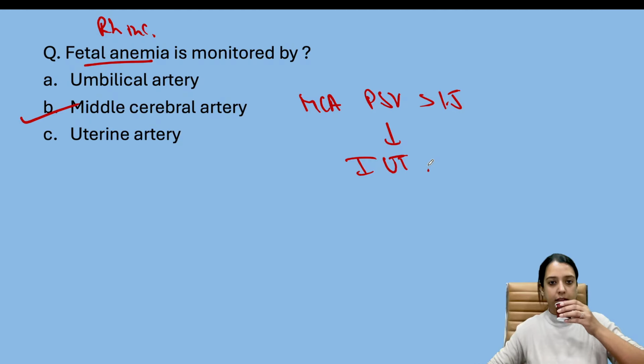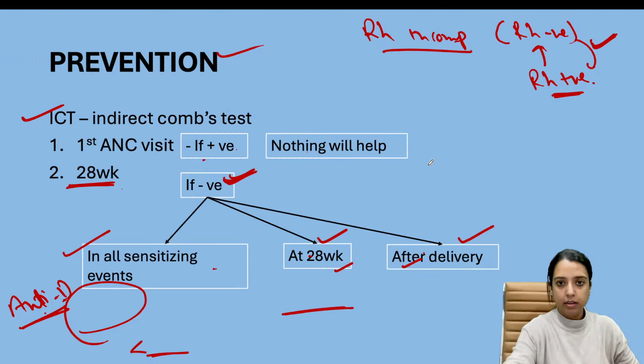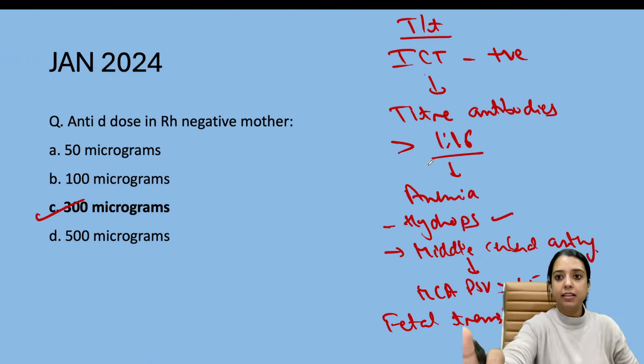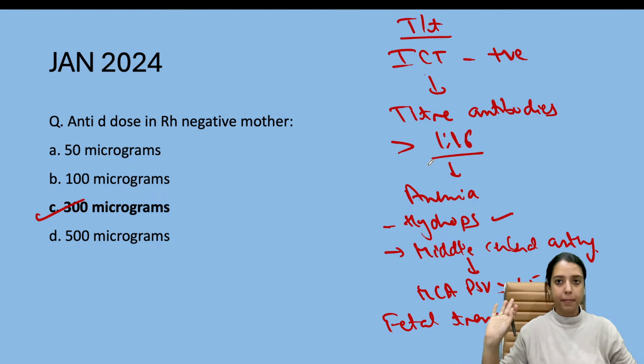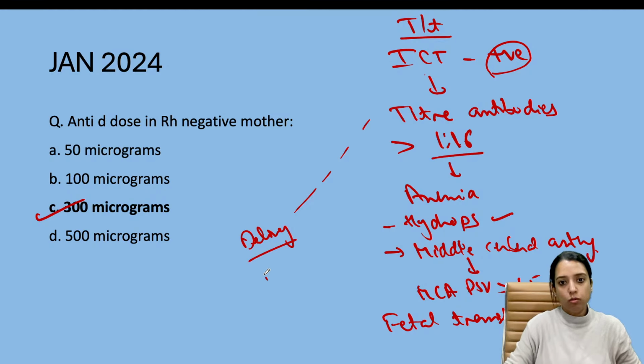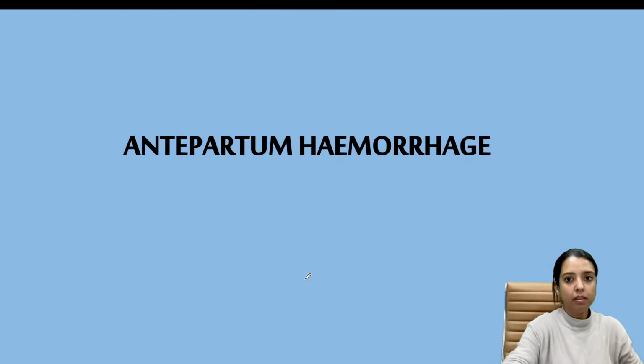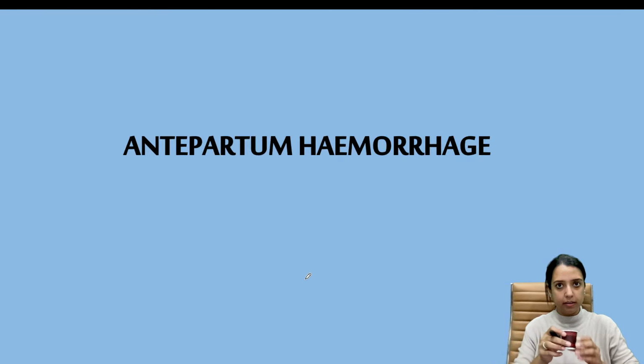This is the whole Rh incompatibility. One is prevention, that is to be done when ICT is negative. One is treatment, which is done when ICT is positive. Okay. If she is ICT positive, will I give her anti-D after delivery? No. No role. No use. Anti-D has no role if ICT is positive. Okay? This was Rh incompatibility. Okay?